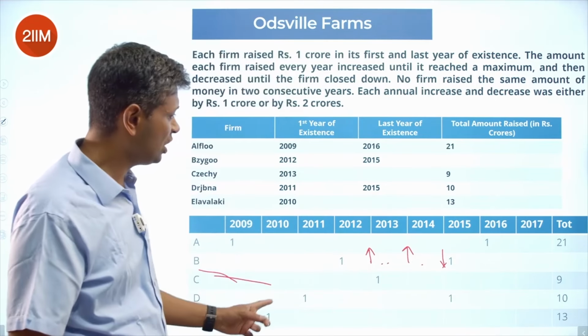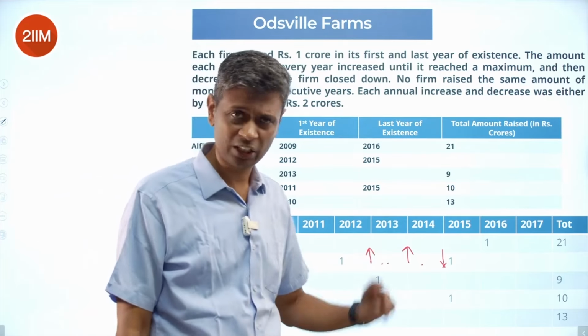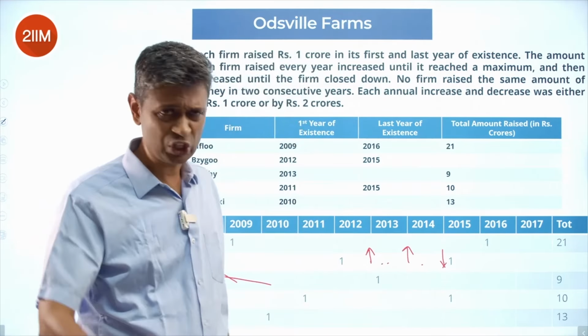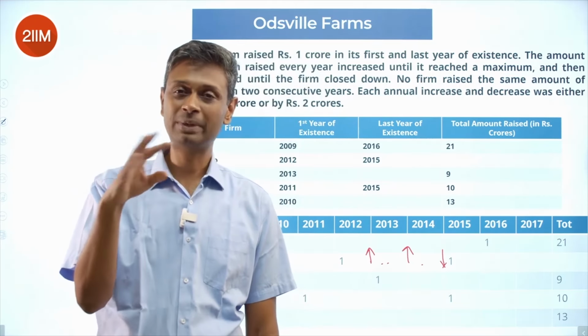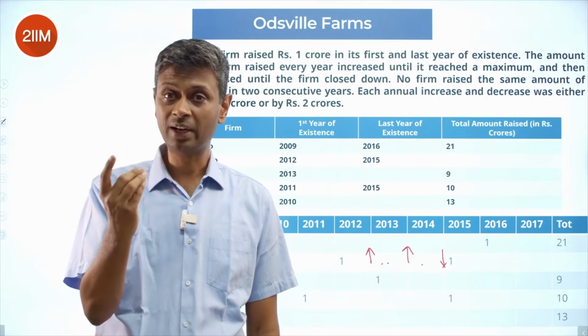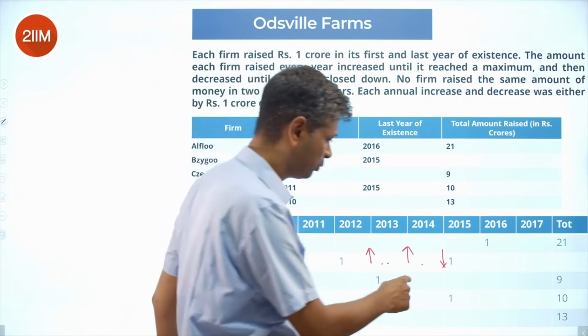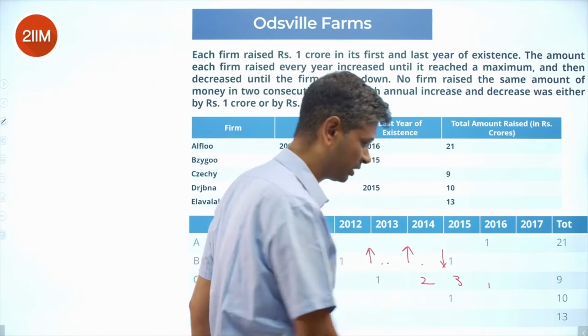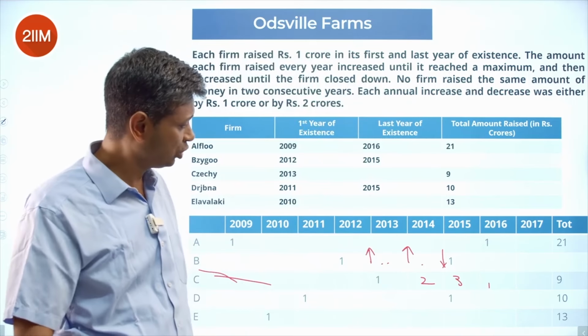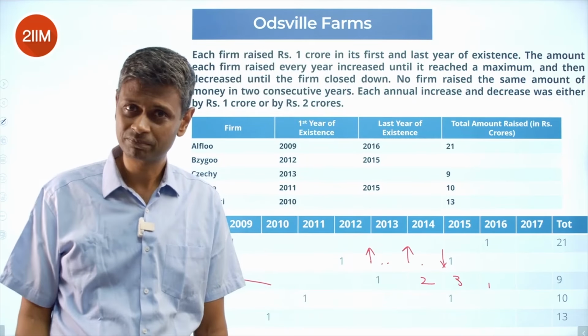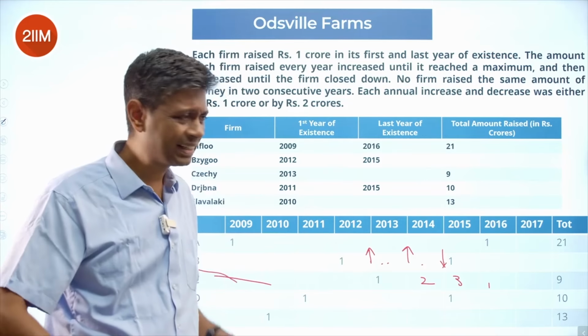And so C starts in 1 year, no end year given. Total is 9. It cannot have been just 3 years. 1, 3, 1 is the maximum possible. 1, 3, 1 adds up to 5. Could it have been just 4 years? It has to be 1, 2, 3, 1 as the maximum. 1, 2, 3, 1 adds up to 6 plus 1, 7, not 9. And so it's at least 5 years.